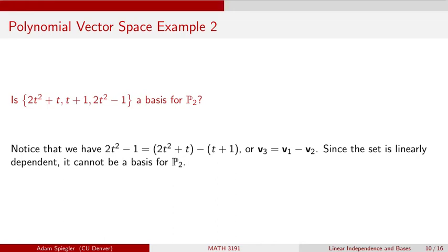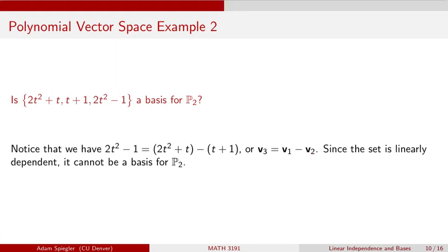And the answer here is a lot quicker. The answer is no, because we are able to express the third vector in this set, 2t squared minus 1, as a linear combination of the two preceding vectors in the set. I can write 2t squared minus 1 as 2t squared plus t minus t plus 1. In this case, the t's cancel out, and I've got 2t squared minus 1 left over. So here we've written the vector v3 as a linear combination of the previous two vectors, namely v3 is equal to 1 times v1 minus 1 times v2.